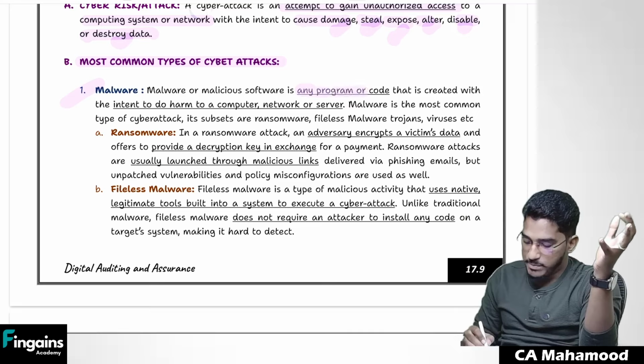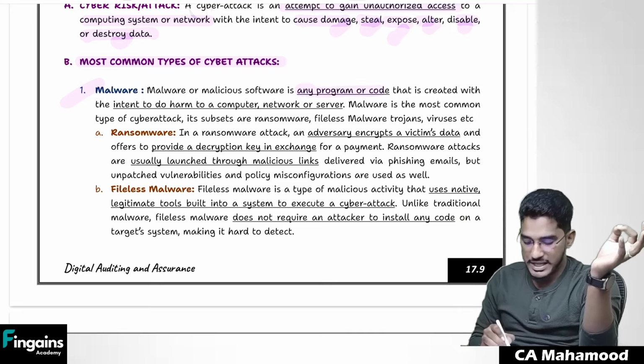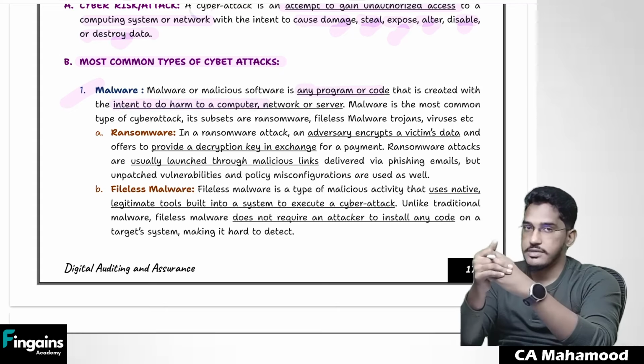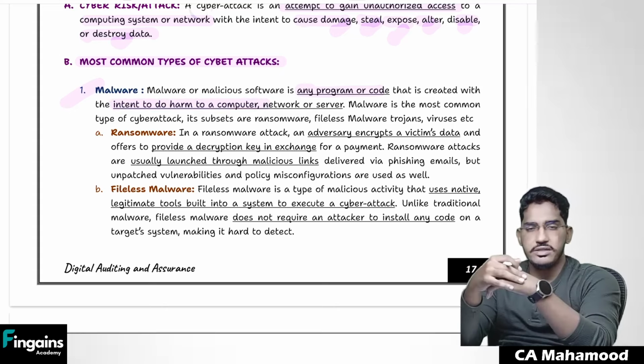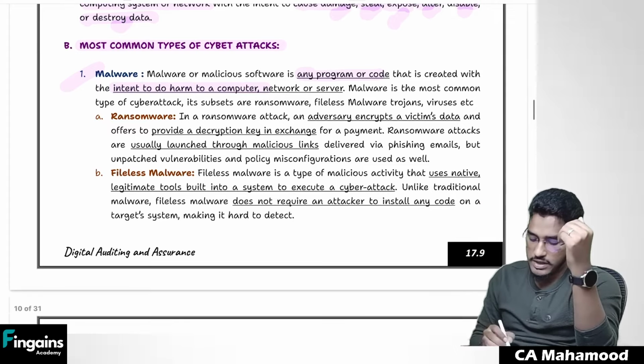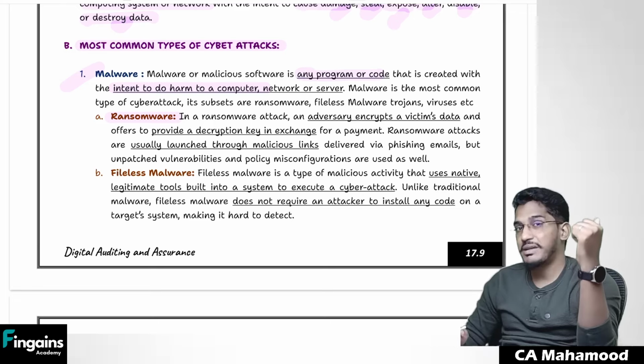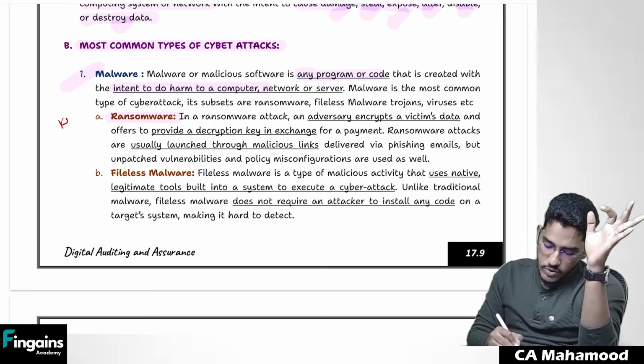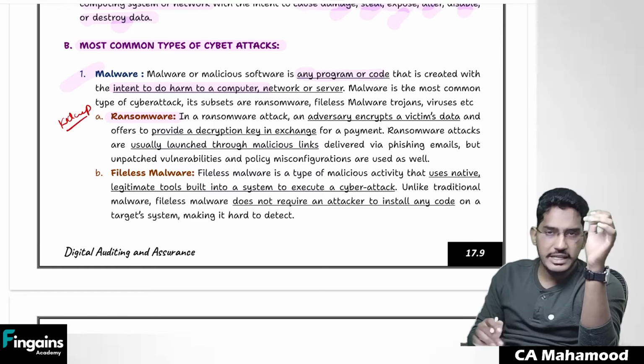So malware is any program or code that is created with the intention to do harm to your network, to your data, to your systems. And these malwares can be of various categories. What are they? Ransomware. So what do you mean by ransom? Ransom means kidnap. So typically in a kidnap, what will happen?